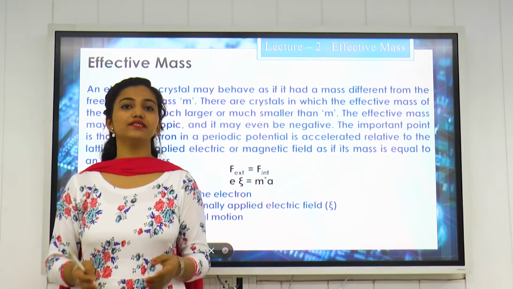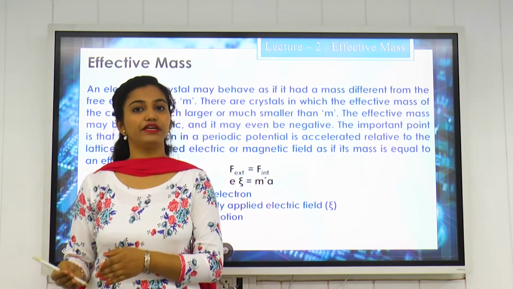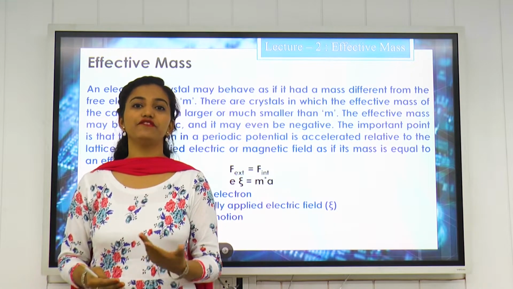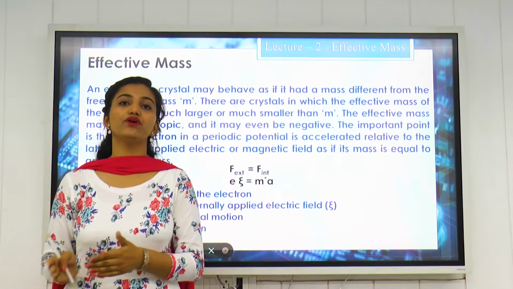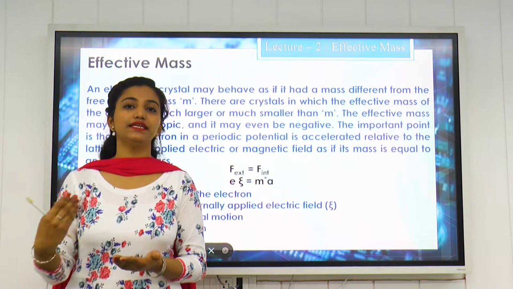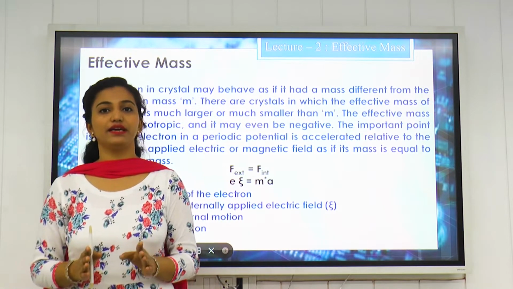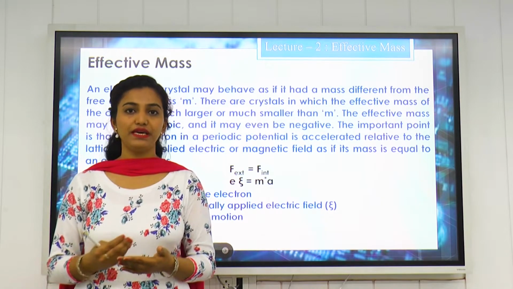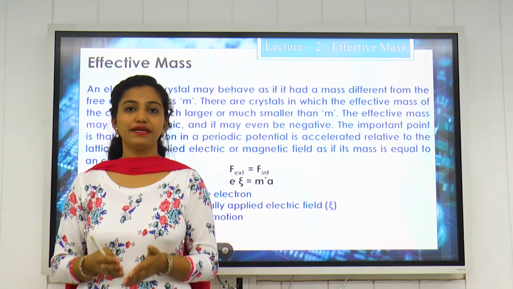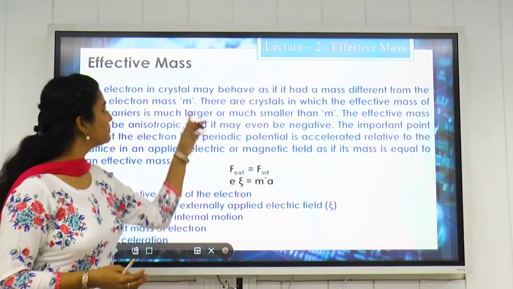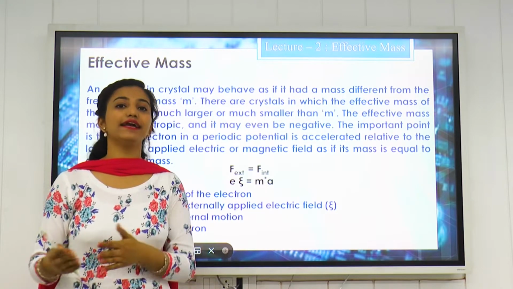While moving inside the solid, having the periodic potential, it may behave differently from the free electron. So why is it behaving differently? Because its mass is getting changed. The first thing that we need to clarify is that mass cannot be 0, it cannot be negative. But the effective mass is a term which can be 0, positive and negative as well.